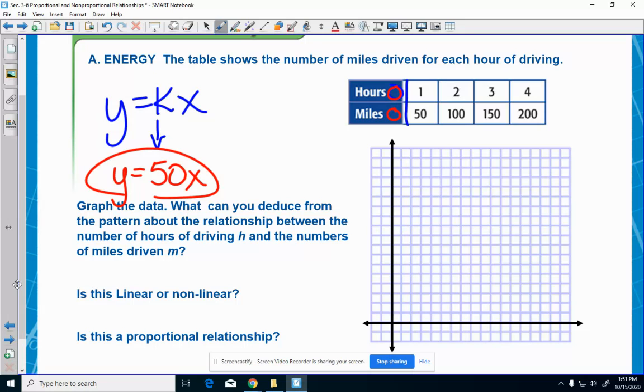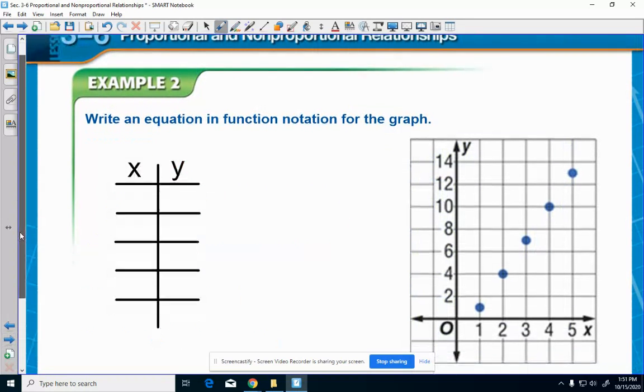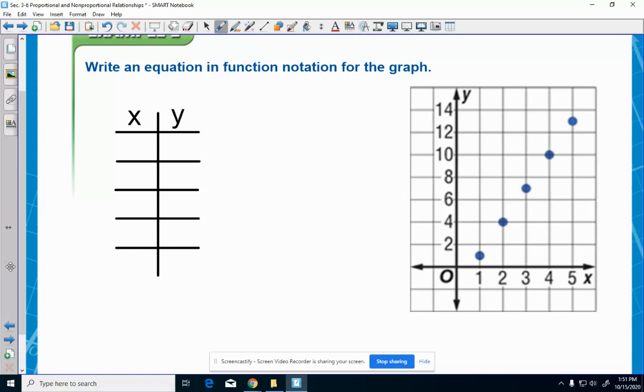Not too hard, is it? Okay. So how about this one? You just got to know what k is. Yep. This is not. Okay. So if that's true, then that means it's non-proportional. So you have to be able to tell me what's your slope and what's your y-intercept. You got to be able to give me both.